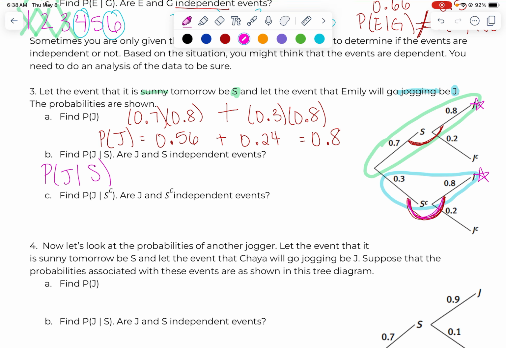Now, this one is exactly how we did it the other day. When we are given S, we are just looking at this second part. So S is our pathway, but we are only looking at J. So the probability of J given S is 0.8.